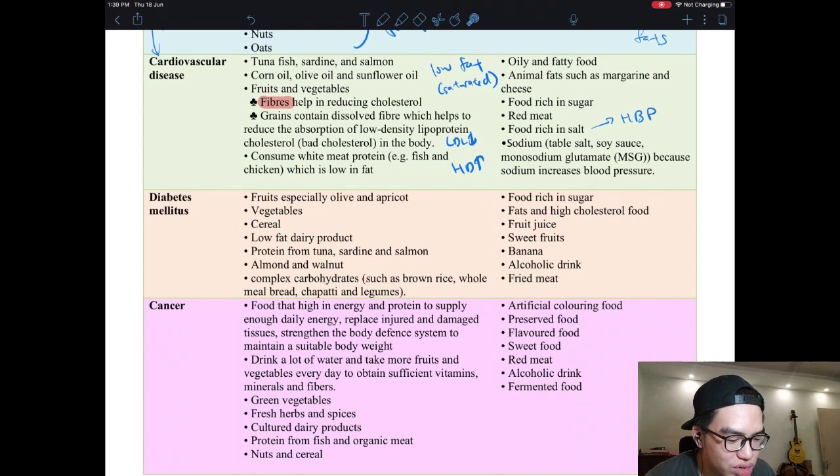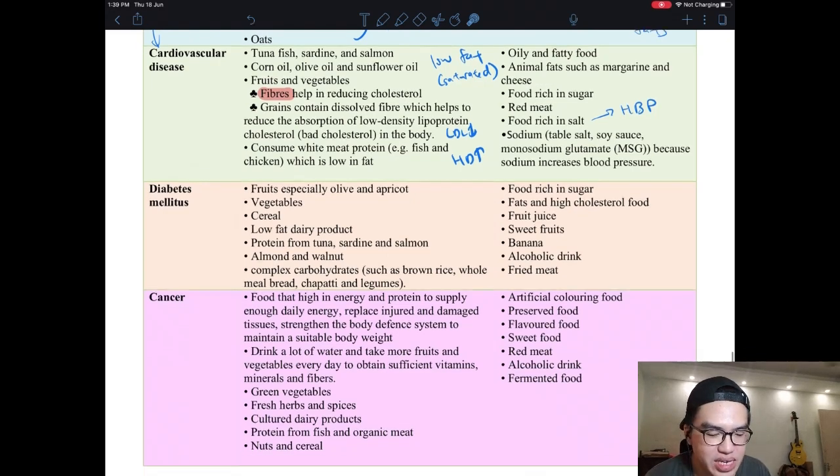Food rich in sugar, high cholesterol food, fruit juice. I told you, fruit juice, sweet fruits, banana, alcoholic drinks. Normally for diabetes patients, it is not recommended for you to eat fruits. Vegetables are fine. All right, and then next, cancer.